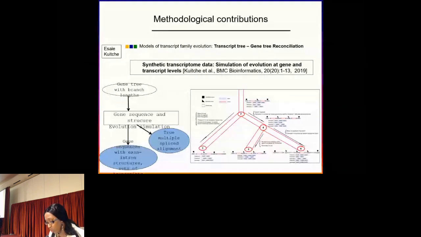This contribution takes a gene tree as input to generate the evolution of the genes at the level of sequence, as well as the evolution of the gene structure, and finally, at the lower level inside that, the evolution of the set of transcripts that are generated by the genes. The models considered here are the model of sequence evolution, the model of gene structure evolution, as well as alternative splicing events at the level of transcripts.